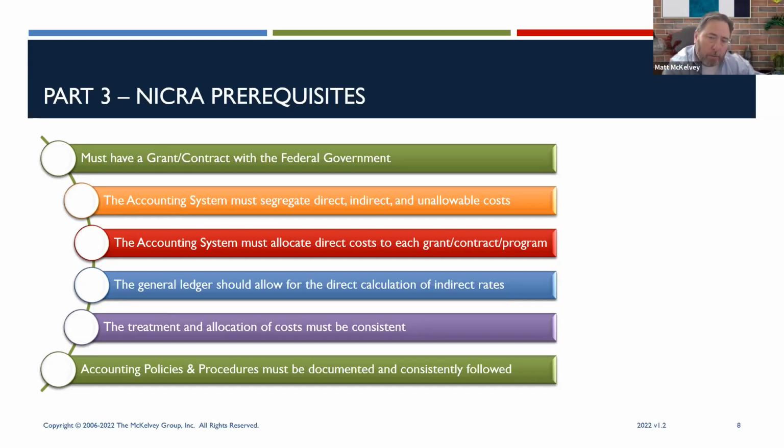All right, so let me get into a little more of the detail. I'm going to focus in the next few sections on direct, indirect, and unallowable costs.